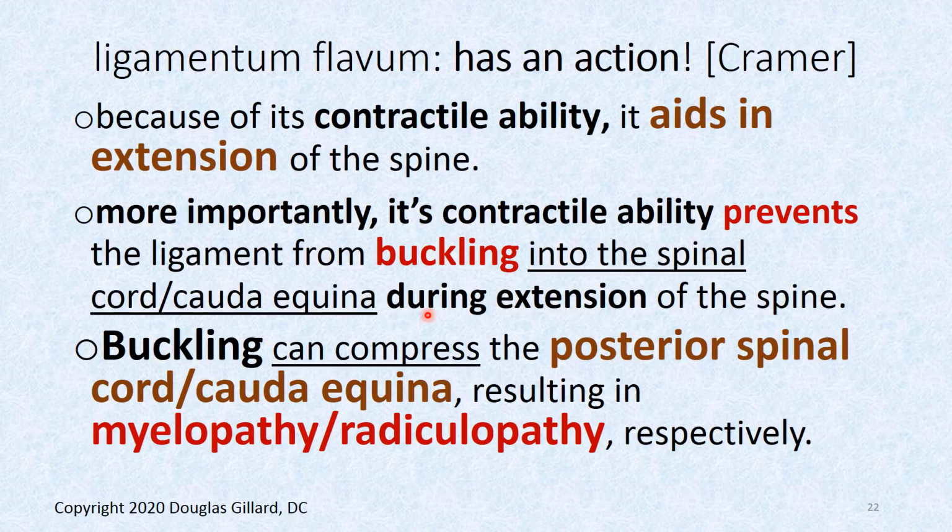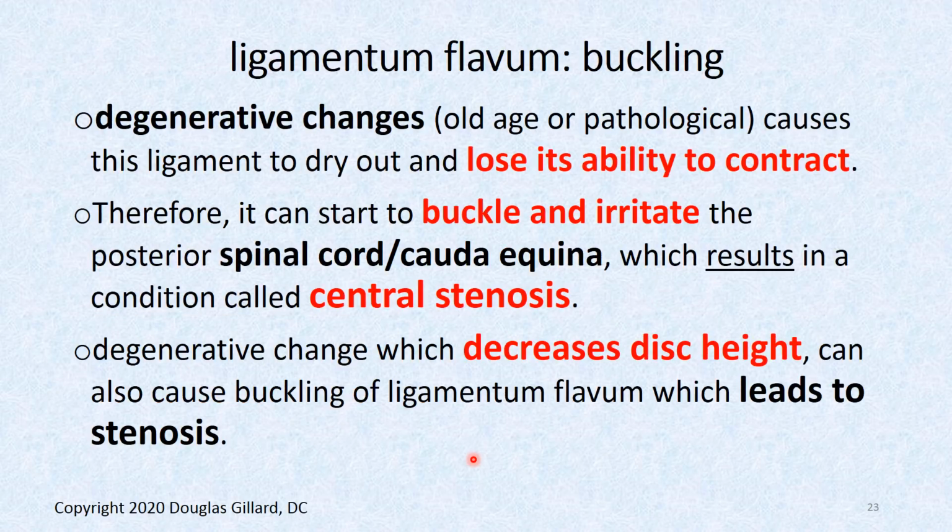The buckling, if in the lumbar spine, can compress the cauda equina. This is normally accompanied by loss of disc height, which makes things worse. But if it gets bad enough, it can compress the spinal cord, and you can get something called myelopathy, which is very serious, or radiculopathy, usually more in the lumbar spine. Both of those are clinically important and cause significant pain and disability in people.